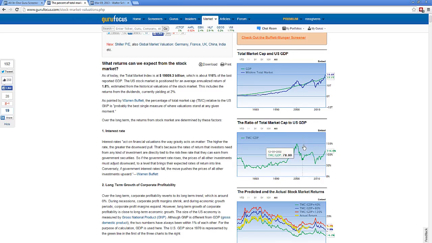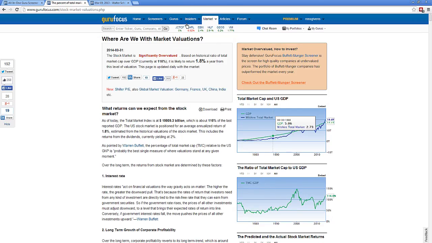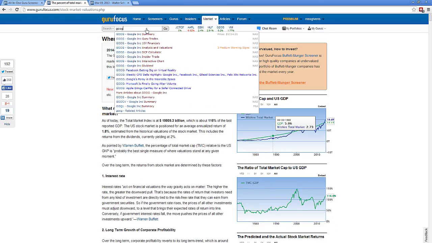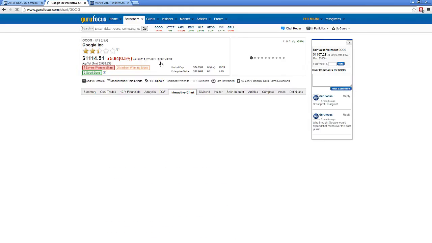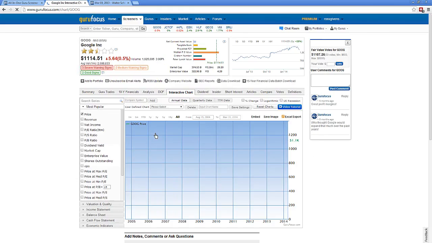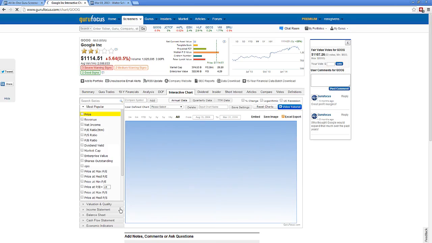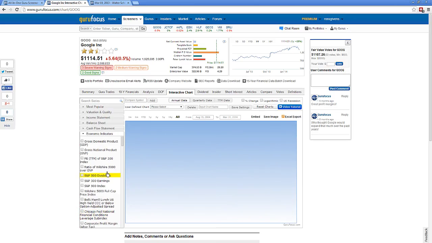And you can see that chart right here in the bottom right. I'll actually make it bigger for you. I'll pull up our interactive chart. I just pulled up Google, but I'm going to go down here and use the economic indicators.